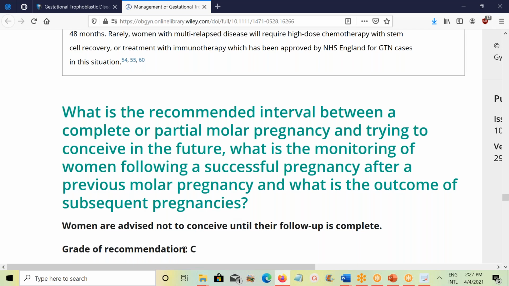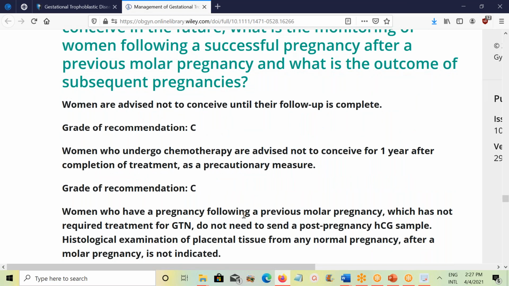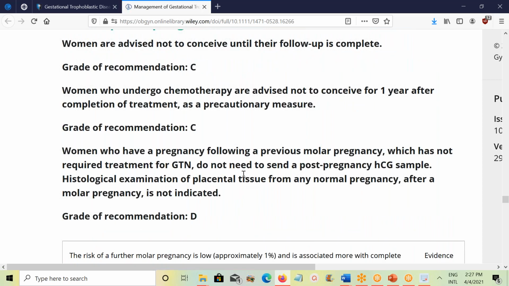We have to tell them that they should not conceive until the follow-up is complete. A woman who has taken this chemotherapy should not conceive for 1 year after completion of the therapy. This is done as a precautionary measure so that her treatment will not be prolonged, and it will not interfere with the monitoring of the treatment process. Because the serum beta HCG will start increasing due to a new pregnancy, and the chemotherapeutic drugs are not safe in the first trimester of pregnancy. So for 1 year, they should not conceive if they have received chemotherapy.